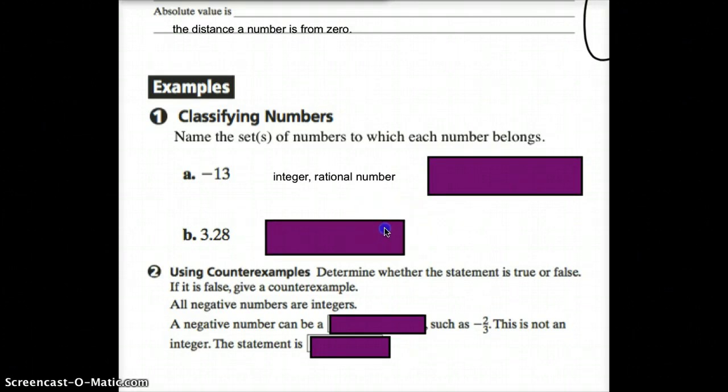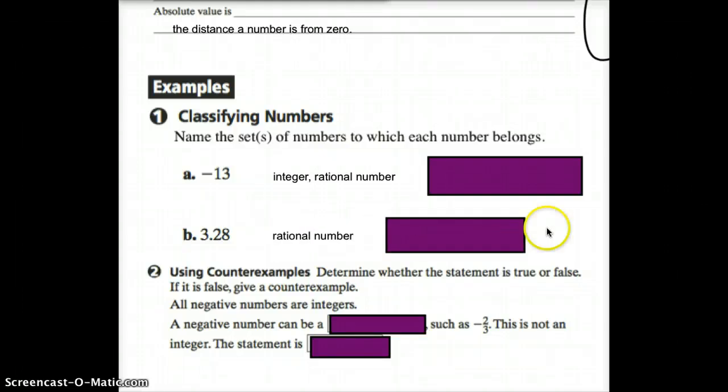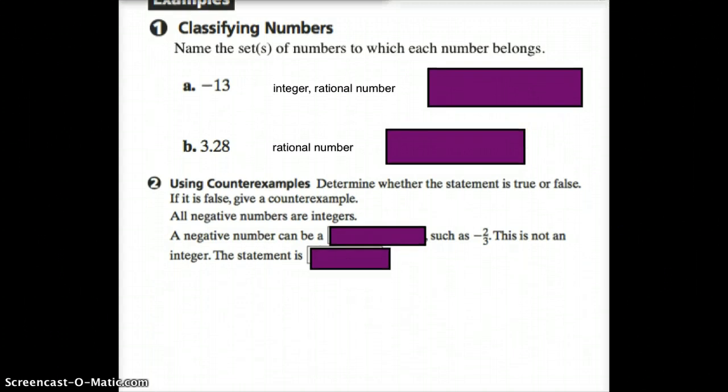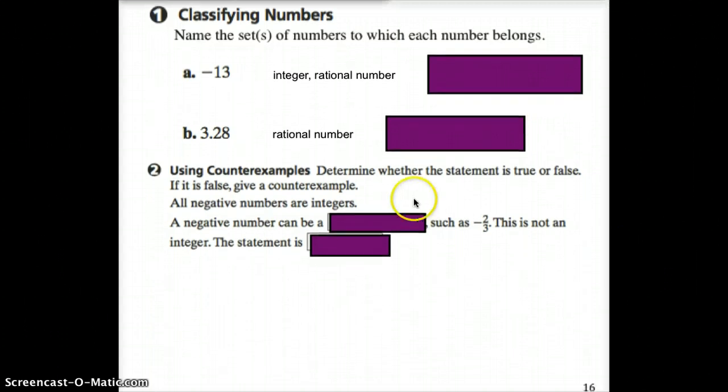We have 3.28. Is that a whole number? No. It's not an integer, but it is considered a rational number. So let's use a counterexample here. Determine whether the statement is true or false. If it's false, give our counterexample.